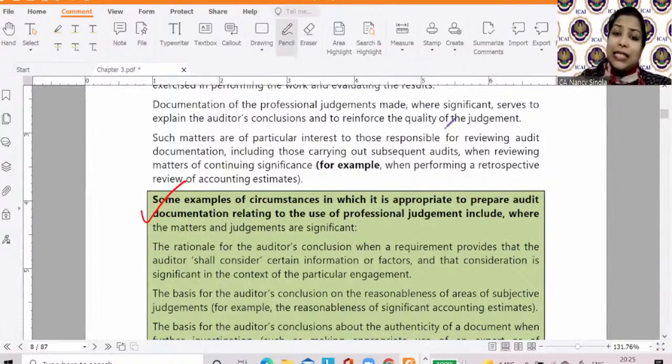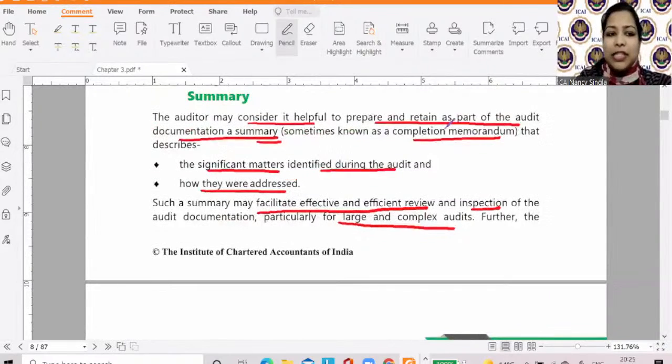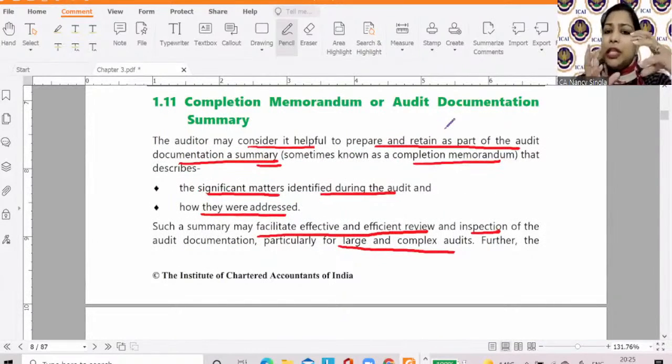Why? Because an experienced auditor having no previous connection with this client should be able to understand even your professional judgment, है ना? So read this. What is completion memorandum? It might be possible कि कुछ significant matters हैं, तो वो overlook ना हो जाए when you are looking at the documentation of the previous year.